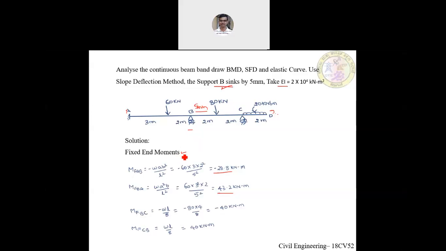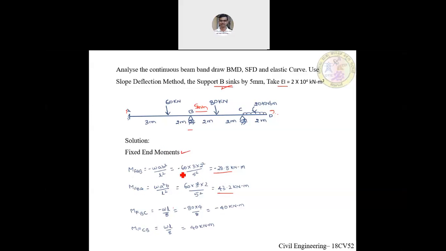Now coming to the solution, the first and foremost thing which we are required to do is to write the fixed end moments. We will calculate the fixed end moment at all the joints for different spans. At joint A for span AB, MFAB is equal to minus W a b square by L square, as it is eccentrically loaded. a is 3 and b is equal to 2. So we get MFAB as minus 28.8, as it is creating a negative bending moment. So we are taking anti-clockwise as negative. MFBA is positive, it is in the clockwise direction. W a square b by L square, which works out to be 43.2 kilonewton meter.